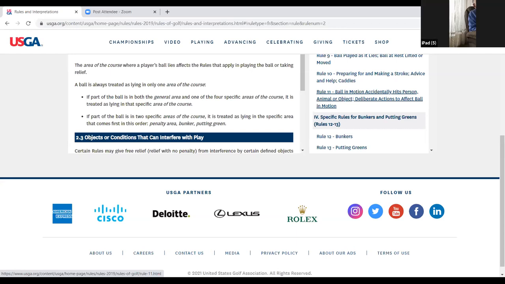It says, for the purpose of measuring, when determining a relief area, the length of the entire club, starting at the toe of the club and ending at the butt end of the grip, is used. However, if the club has a head cover on it or has an attachment to the end of the grip, neither is allowed to be used as part of the club when using it to measure.